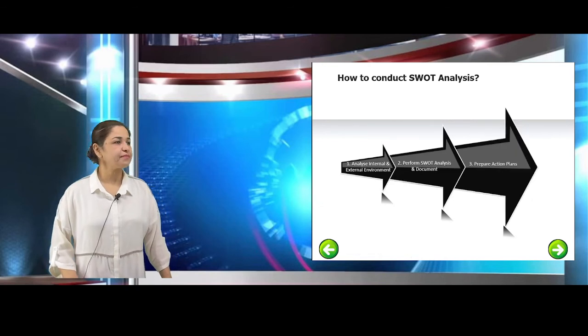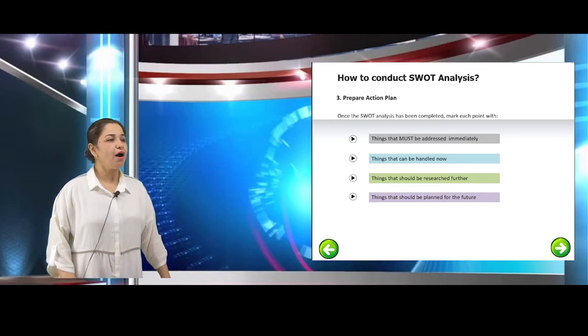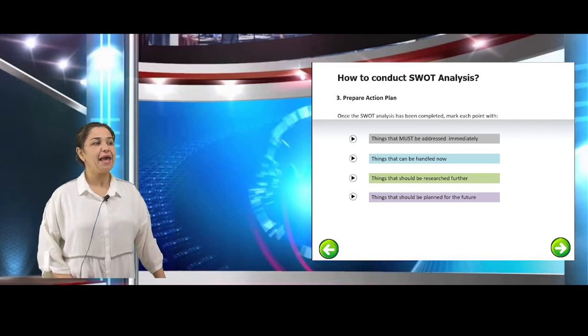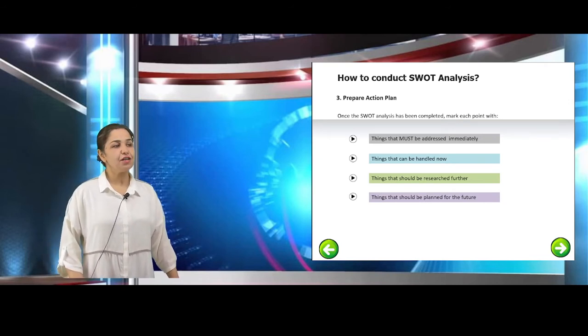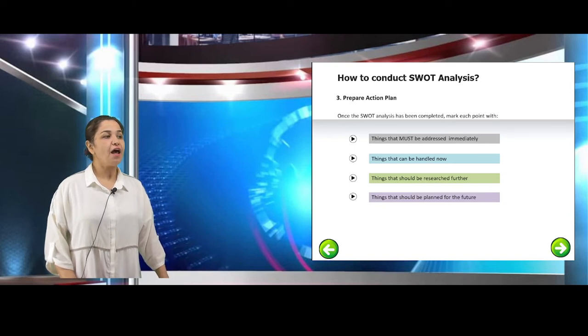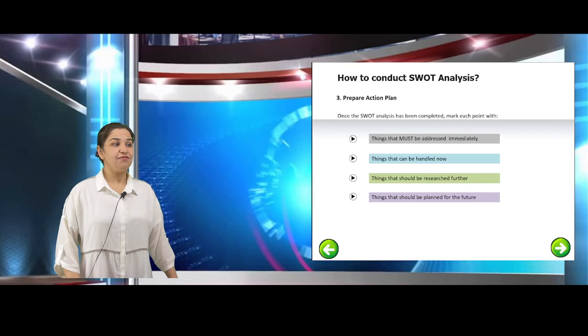So how should the company prepare an action plan? Once the SWOT analysis has been completed, mark each point according to this action. The first one: things that must be addressed immediately. The company should know which are the number one problems that should be solved in the nearest future. The next one is things that can be handled now. The third one: things that should be researched further. Every company should do research according to their value and the product's service. The last one is things that should be planned for the future.